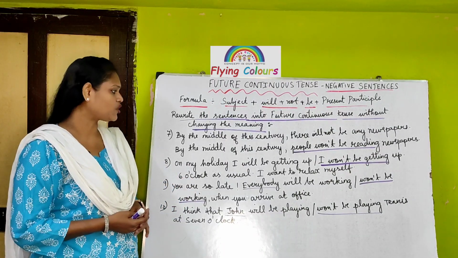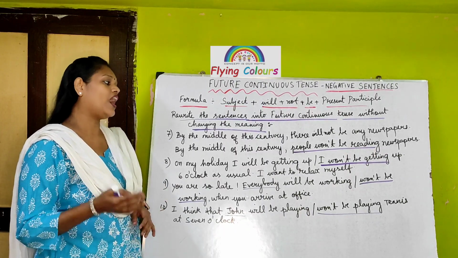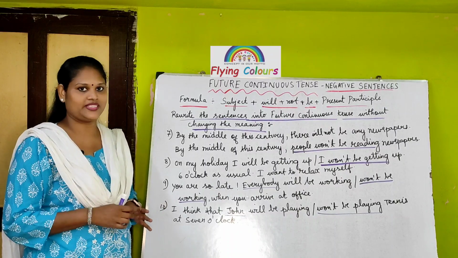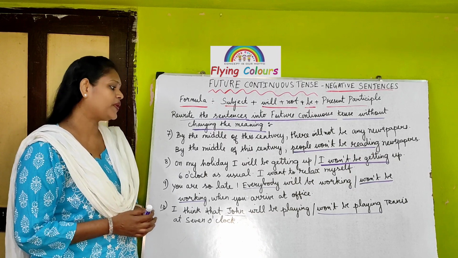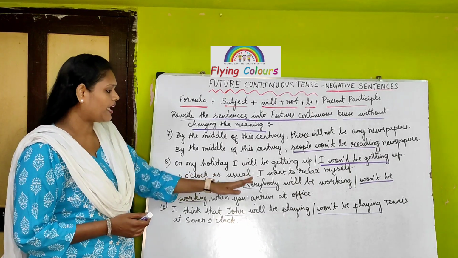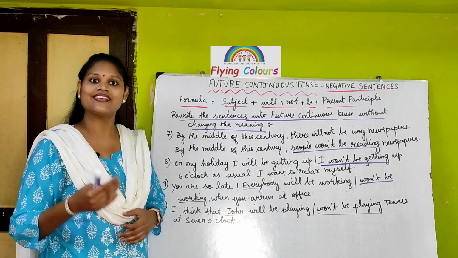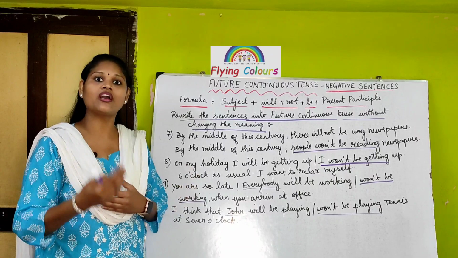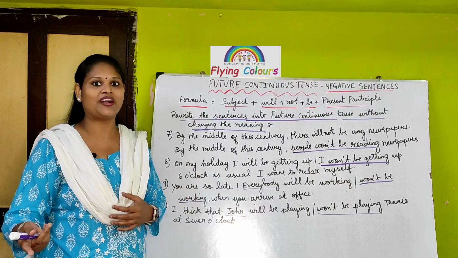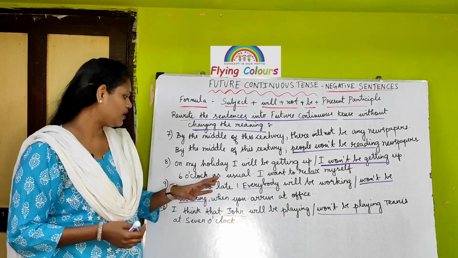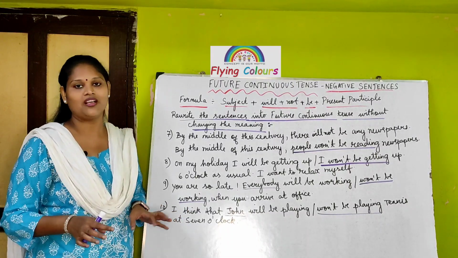Again, I will repeat the sentence. On my holiday, I won't be getting up at 6 o'clock as usual. I want to relax myself. This is a negative sentence. Next sentence, you're so late, everybody will be working when you arrive at office. So, everybody will be working is the future continuous tense positive sentence example. How can you convert this into negative sentence? By adding will not be plus present participle to the subject. How? Everybody won't be working when you arrive at office. That's all. Very, very simple.